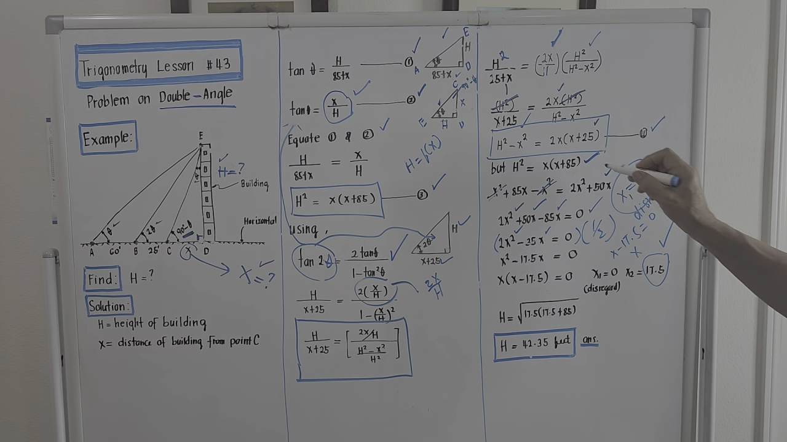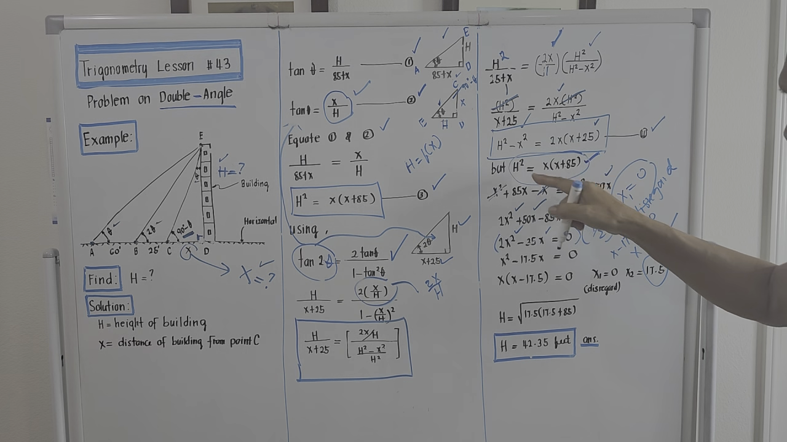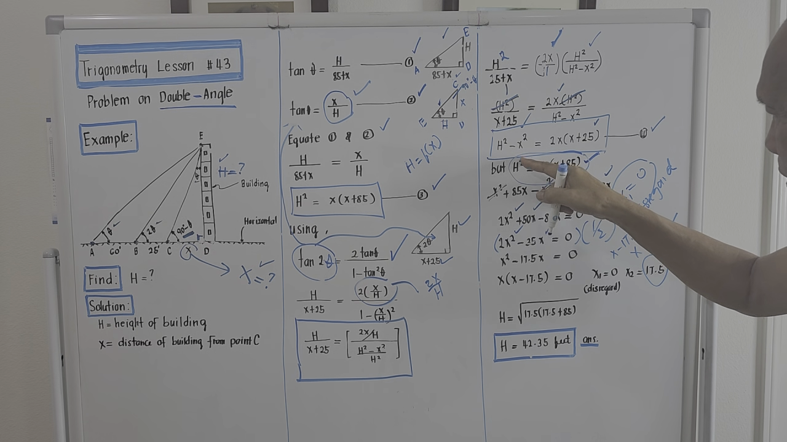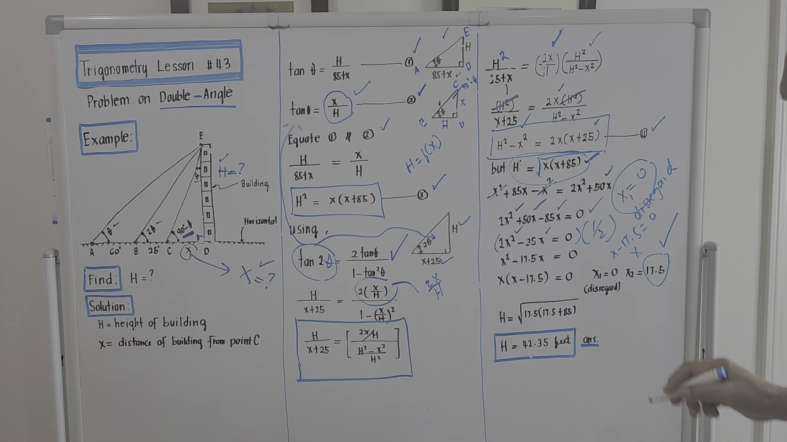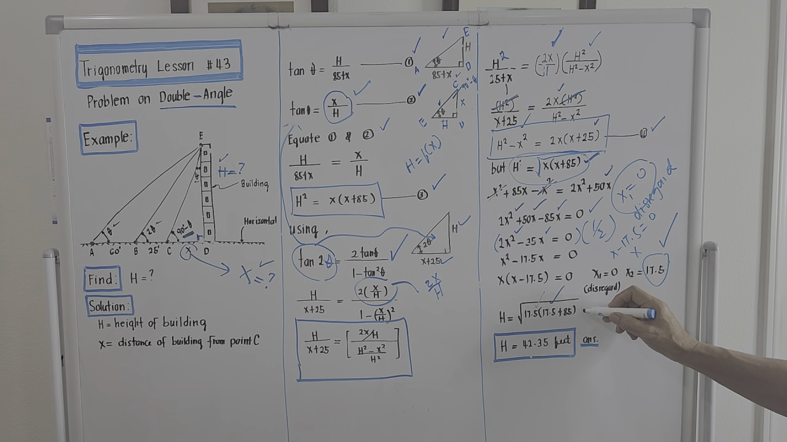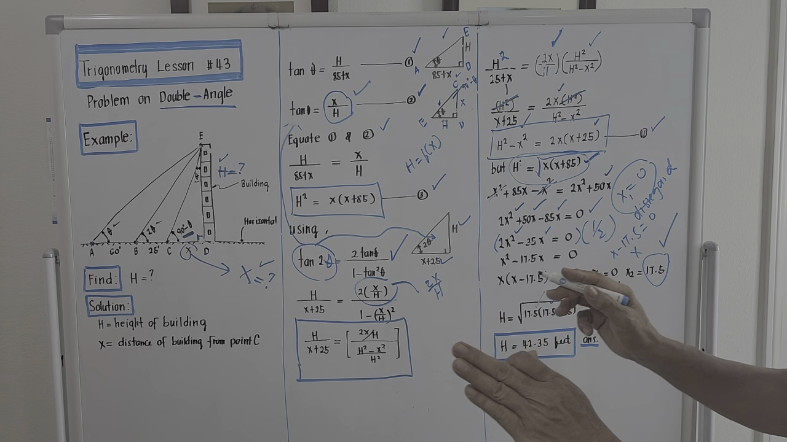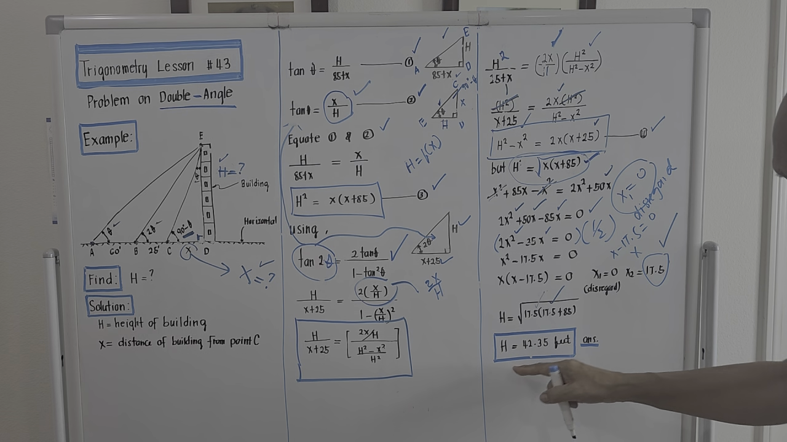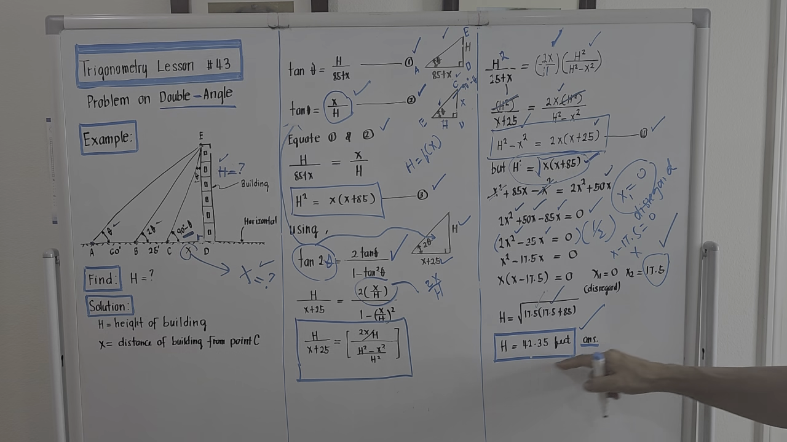So by going back to this equation here, we will solve for h. We'll remove the 2, then we'll place a square root here. So this h now will be the square root of 17.5 times the quantity 17.5 plus 85. If you simplify the inside, then take the square root, the value of h will be 42.35 feet. So that will be our answer.